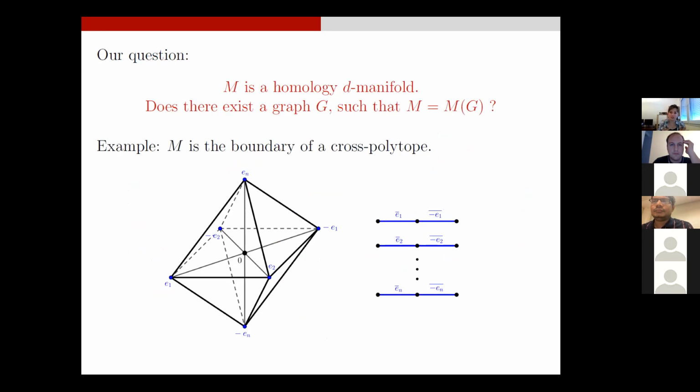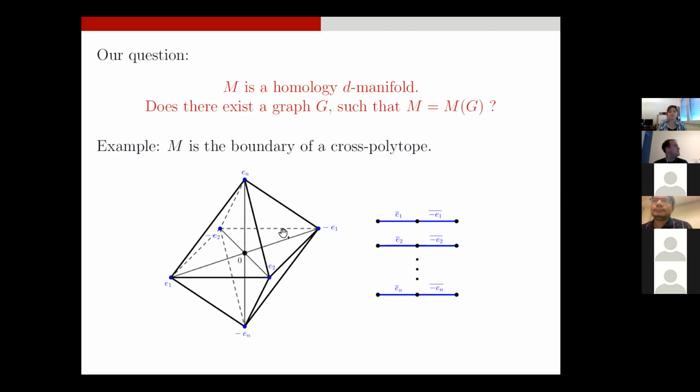Okay, so we start with our questions. We have a homology manifold, and we ask if there exists a graph such that it is a matching complex. And let's start with looking at an example, a general example, any cross polytope. What is a cross polytope? Well, that's the boundary of the convex hull of the set of vertices of an orthonormal frame and points opposite to them, right?